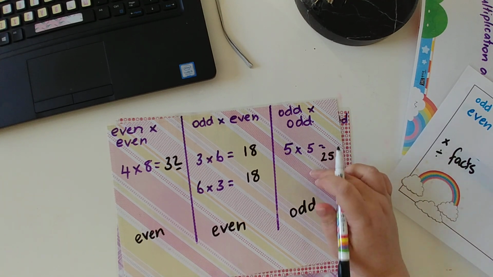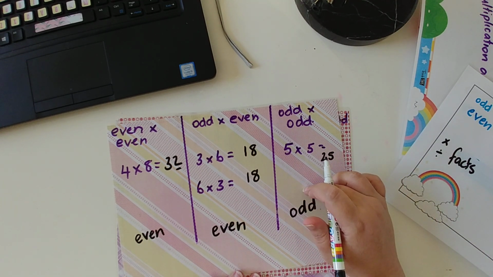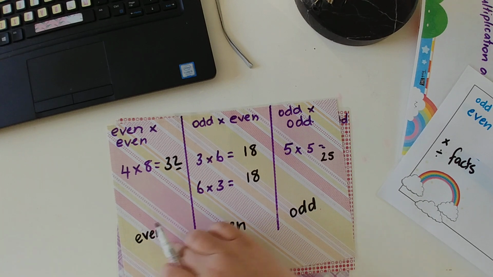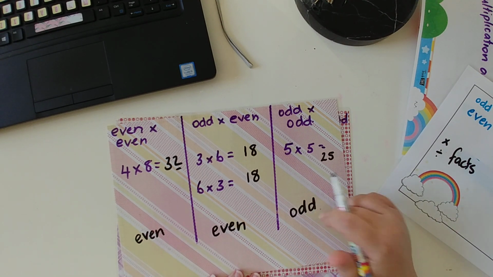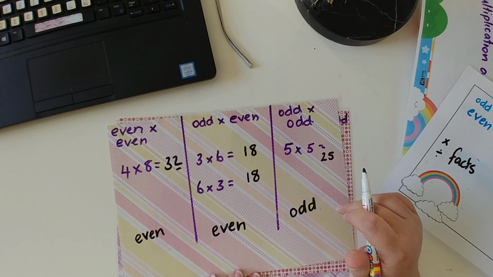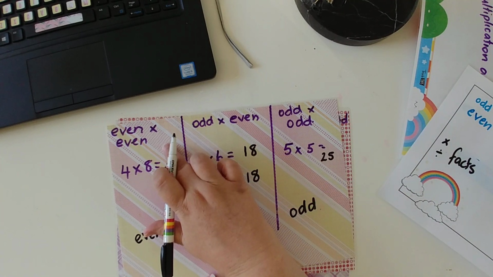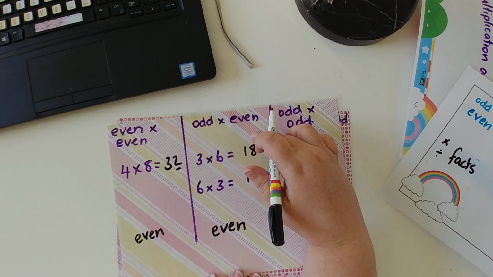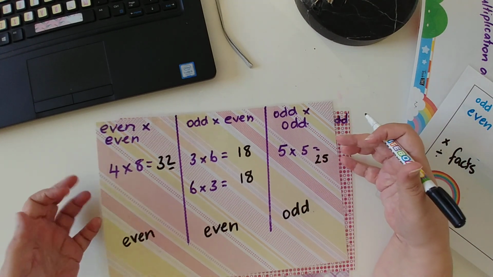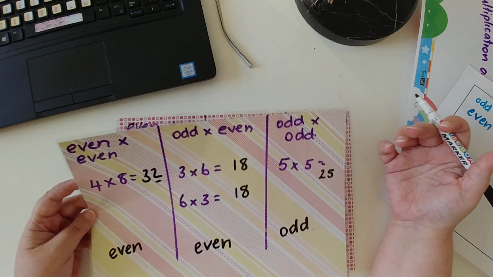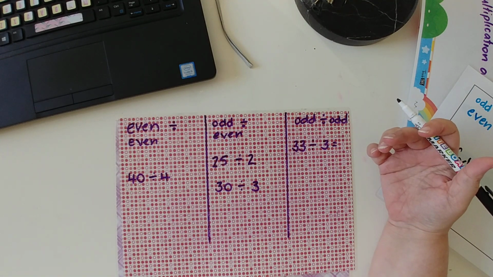Now I want you to try it with another couple of number facts and see if they all come out the same. Then I want you to write a rule in your book that tells me what an even times an even gives, what an odd times an even gives, and what an odd times an odd gives. When we go down to the division, that's a lot harder.